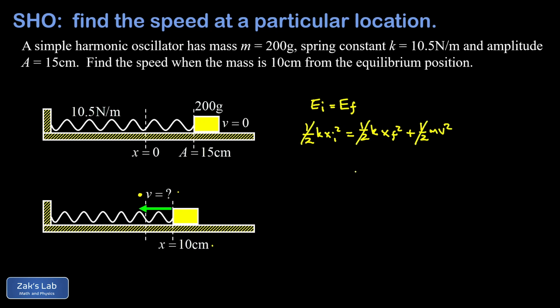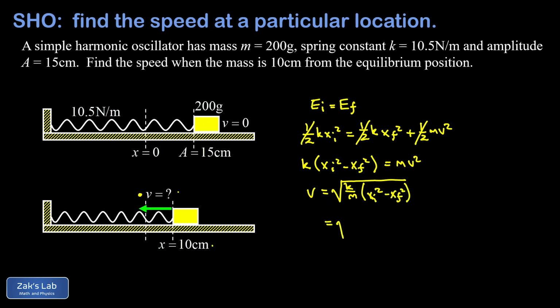And I think I'll go ahead and just solve this whole thing symbolically, and then we'll plug in the numbers at the end. So subtracting the k x final squared from both sides and then factoring out the k, I have k times the quantity x initial squared minus x final squared is equal to m v squared. And we'll divide both sides by m and then square root the result and turn the whole thing around to solve for v. So v is going to be k over m times the quantity x initial squared minus x final squared, all square rooted.